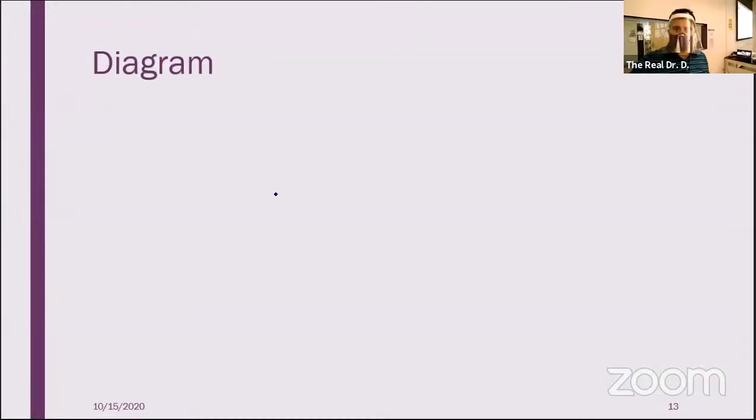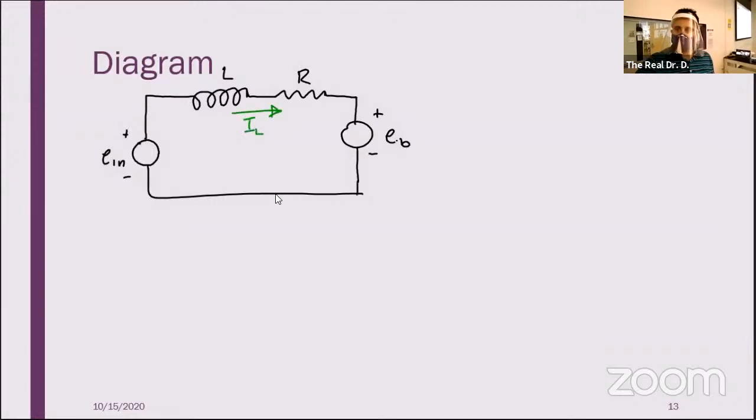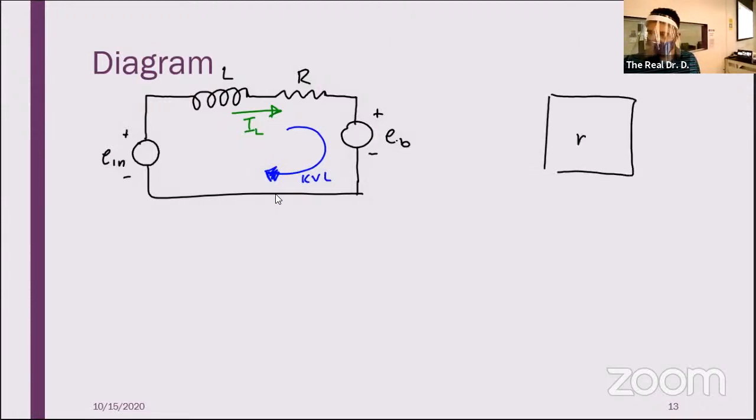So let's draw our diagram. We'll start with the circuit. Oh man, Dr. D is not with it right now. Tell you what. I got some currents, and I've got my KVL loop here. KVL. Also have a free body diagram.